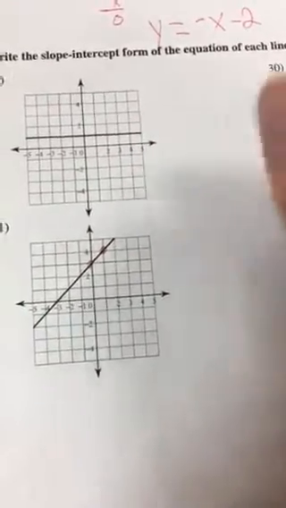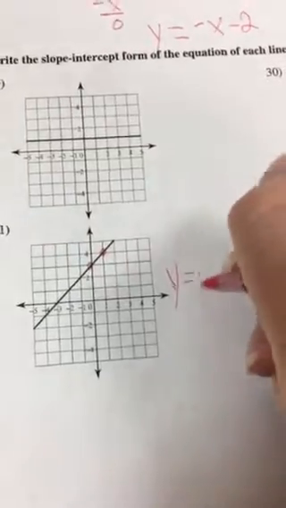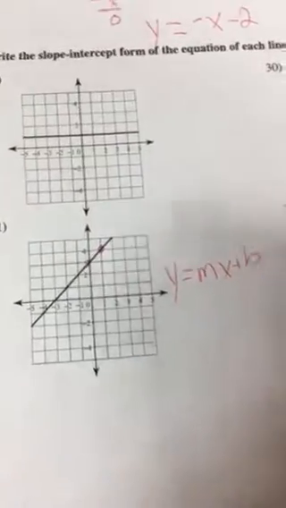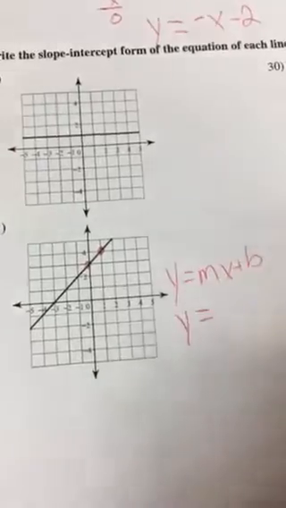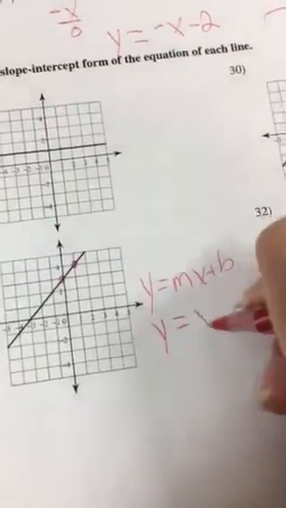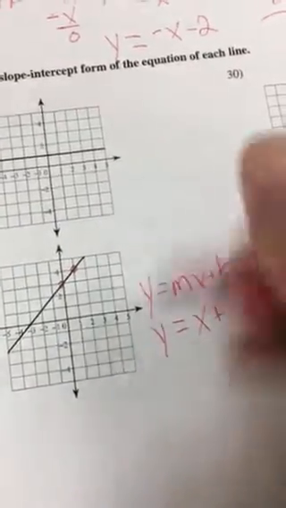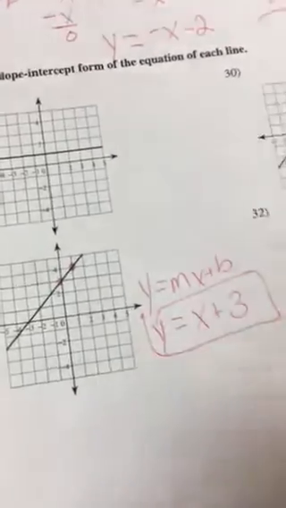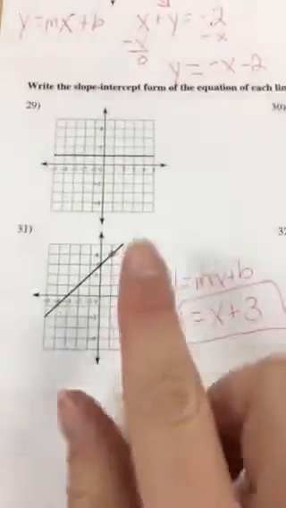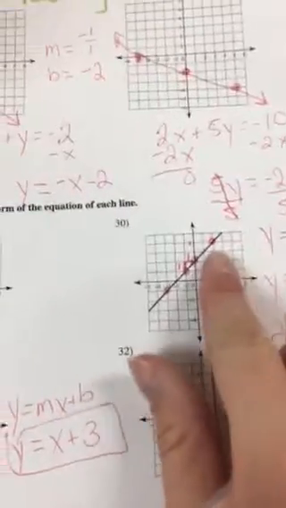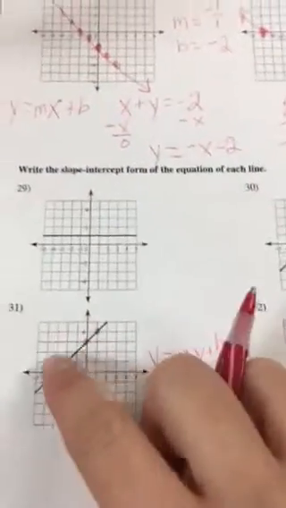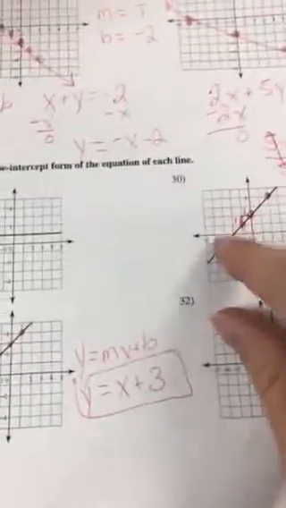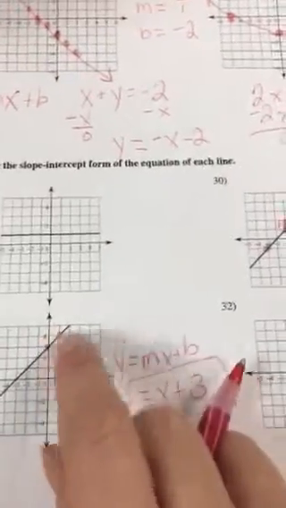For number 31, we should have started with y equals mx plus b. Your slope should have been a positive 1 again, and your b was 3. And you might notice, oh, this line looks very similar to this line, right? Because they have the same slope, so they're going up at the same rate. The only difference is their y-intercept.